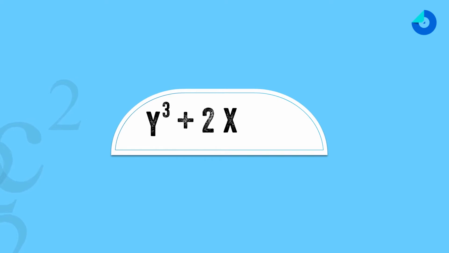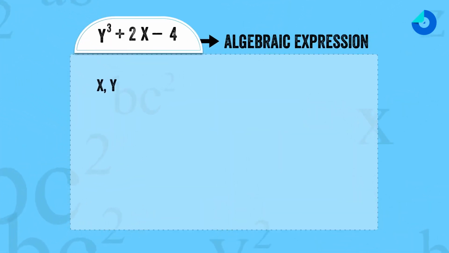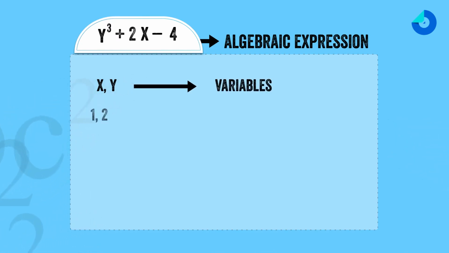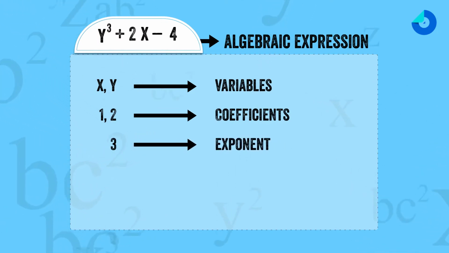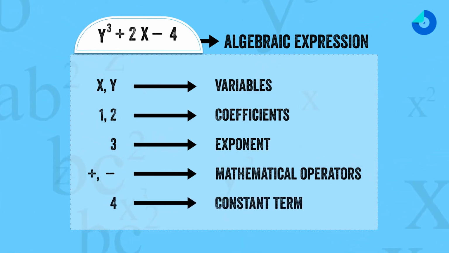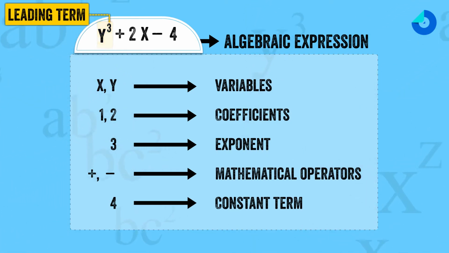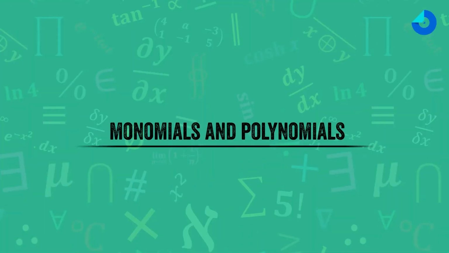To summarize, y cube plus 2x minus 4 is an algebraic expression. Here, x and y are variables. 1 and 2 are coefficients. 3 is an exponent. Plus and minus are mathematical operators. Finally, 4 is a constant term. Sometimes we call the term with the highest power as the leading term and its coefficient as the leading coefficient.